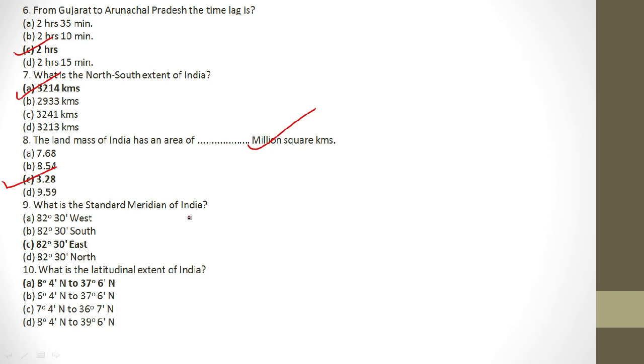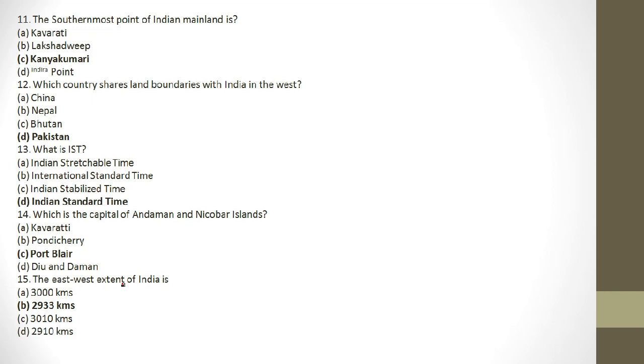What is the standard meridian of India? It is 82 degrees 30 minutes east. What is the latitudinal extent of India? Now see, this question has been presented here in a different form. Okay, the options, if you see, we have already seen that the latitudinal extent of India is 8 degrees 4 minutes north to 37 degrees 6 minutes north. Okay, now let us see in the next question.